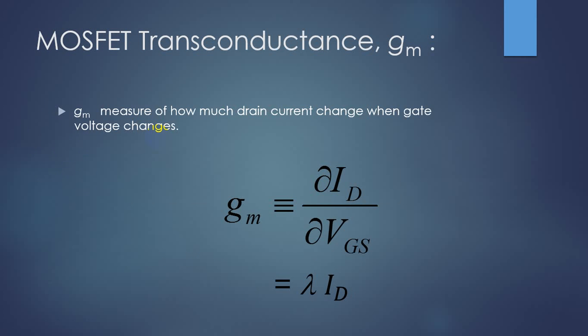The transconductance Gm. The Gm measures how much drain current changes when the gate voltage changes. Here we can measure the transconductance in channel length modulation, which is equal to the derivative of ID with respect to VGS, and the result is lambda into ID.